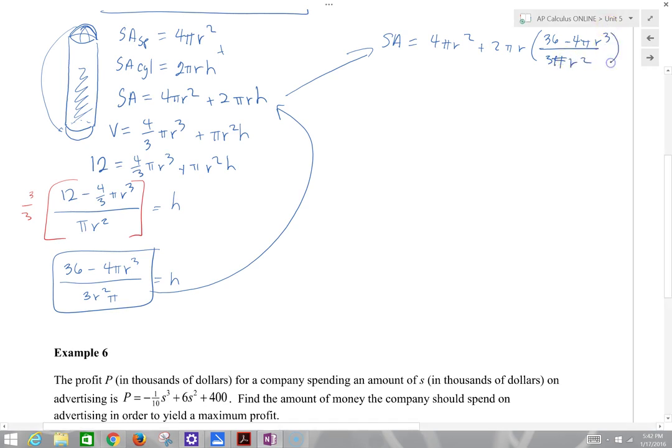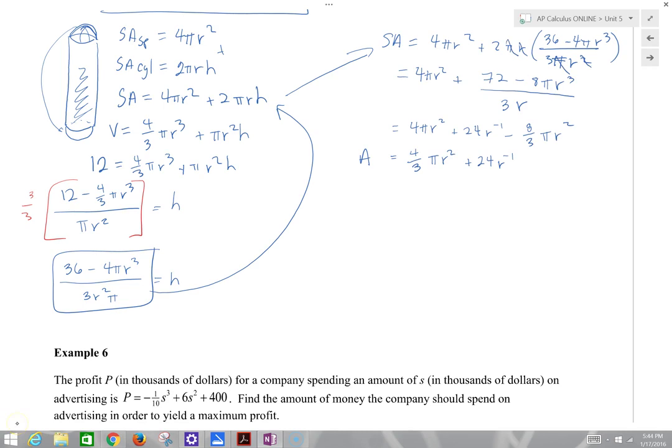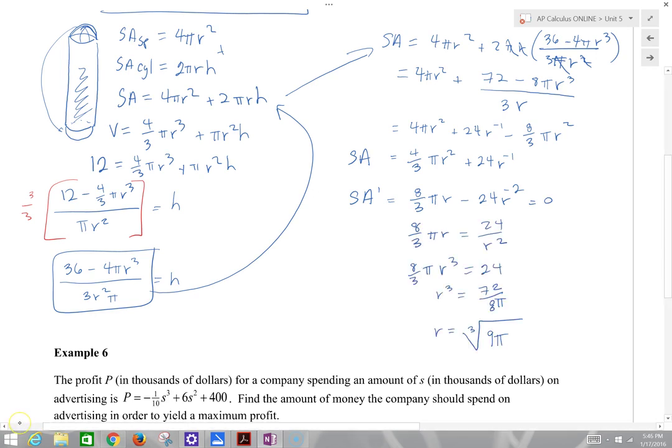Alright, so we're going to have to do some manipulation, and in the interest of time, I'm going to pause this to do that. A little messy, but I ended up with this. Surface area equals 4/3 pi r squared plus 24 r to the negative 1. And we need to find SA prime. So go ahead and pause it and do that right now. And we need to set that equal to 0. So now we're going to solve this, and I'm going to pause it again. Alright, another little bit of a mess, but I end up with r equals the cube root of 9 pi.